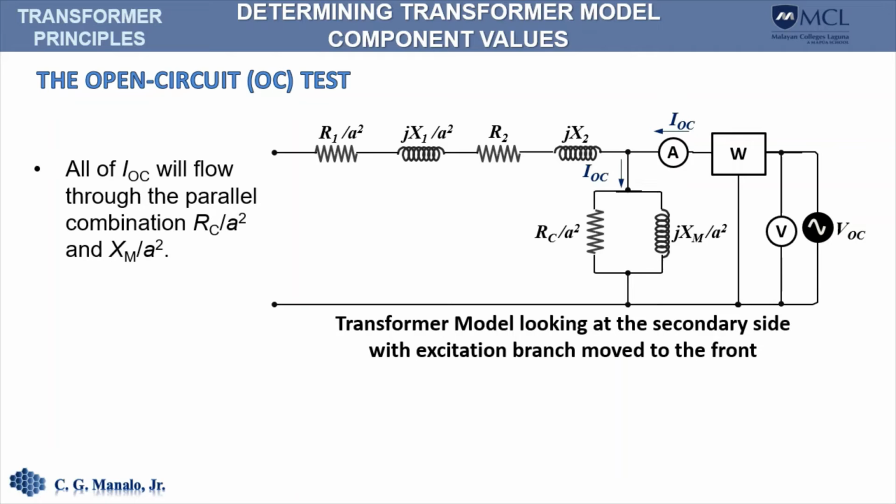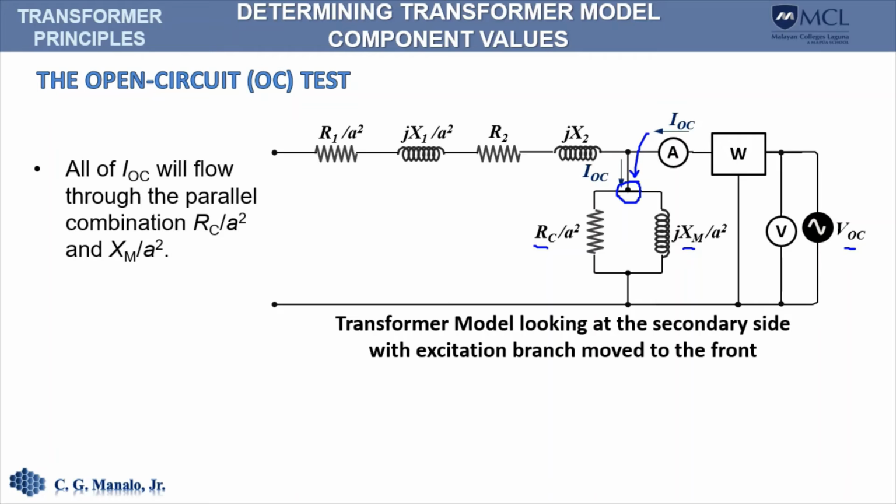To simplify the determination of R sub C and X sub M, we can move the shunt circuit in front of the secondary terminals, thus using the approximate equivalent circuit of the transformer. In this scenario, the current drawn by the transformer, IOC, will simply flow towards the shunt circuit. Also, the voltage across that shunt will be equal to VOC. Hence, we can write KCL here.